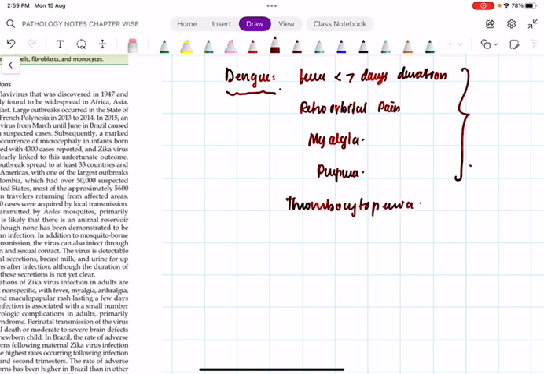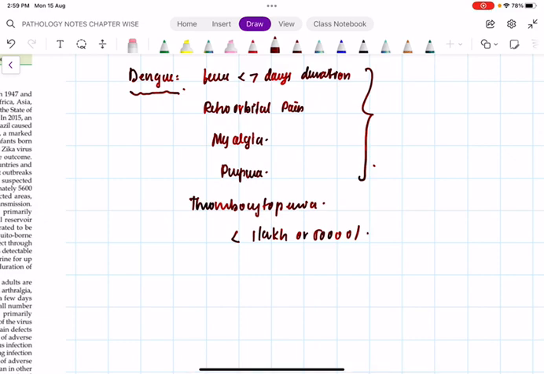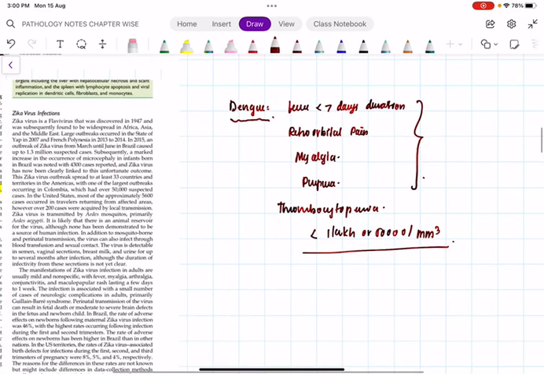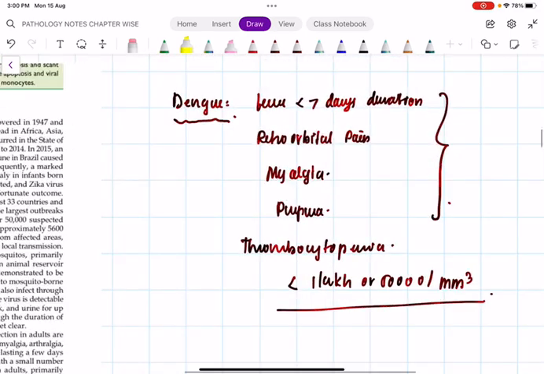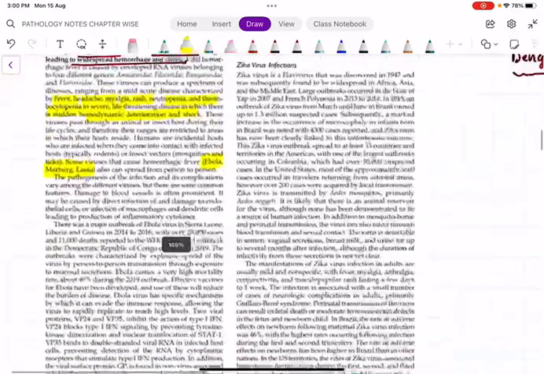They will give, but suppose on lab any parameters, thrombocytopenia, that too less than some 1 lakh they will give. 1 lakh or 50,000 per cubic millimeter. They may give this. So just remember all these points, these characteristics. Please always search for the words like retroorbital pain, myalgia, then thrombocytopenia. So these are the words which help you diagnose that it is dengue.